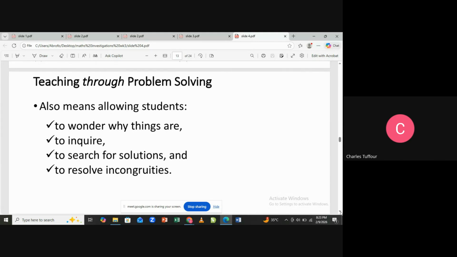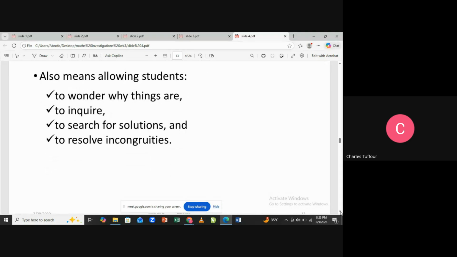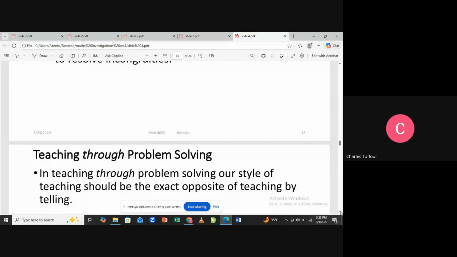And searching for solutions means that the answer is not off-head. They cannot look at the question and give you the answer. They have to explore and to resolve incongruities. Incongruities mean that whatever they see is perplexing or confusing them, and they find a way to resolve it.